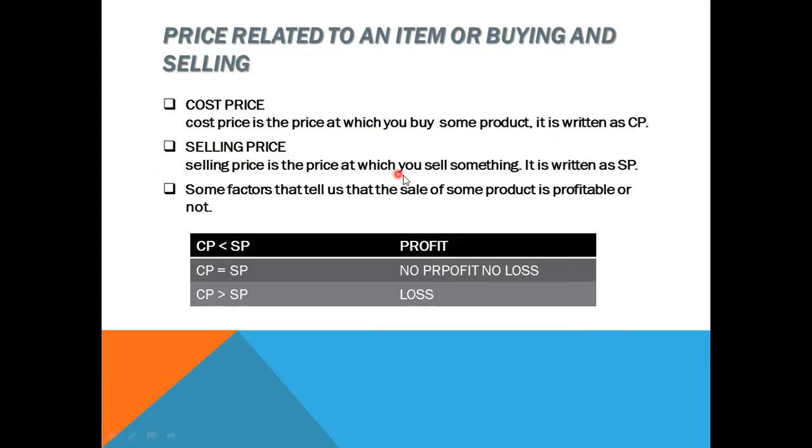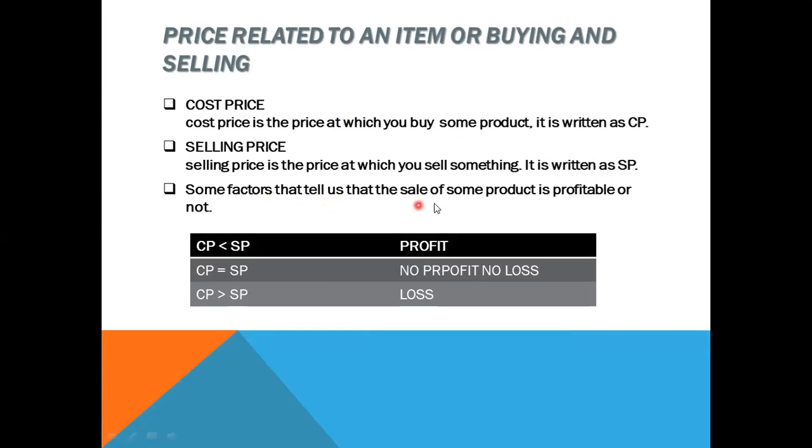Selling price is the price at which you sell something, and it is written as SP. So if you have purchased one thing and, if you don't like it or for some reason, you are going to sell it, that is called the selling price. In short form we write SP.